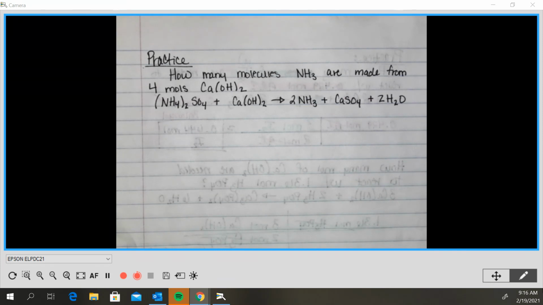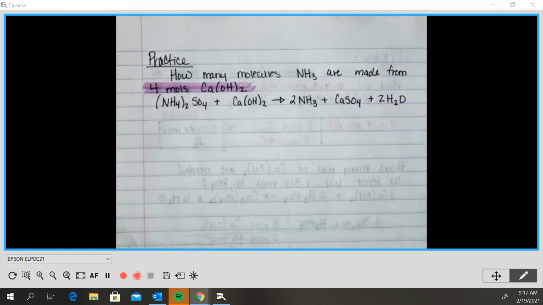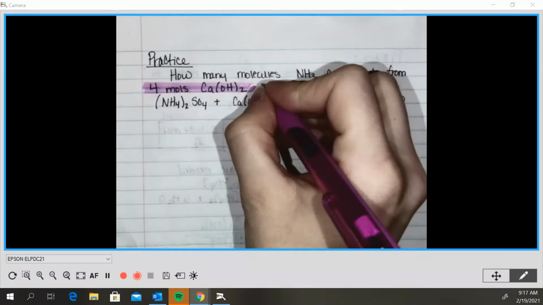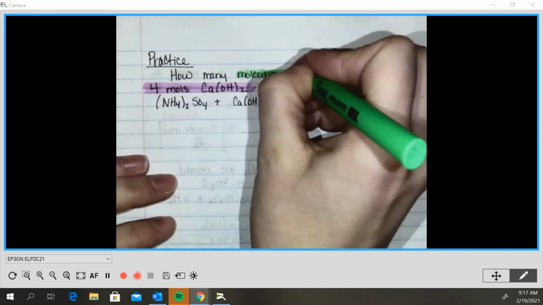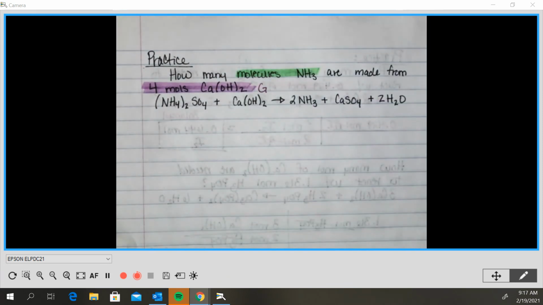1. What is my given in this problem? What is my given? Lawson. 4 moles of CaOH2. Perfect. 4 moles of CaOH2 is my given. For another Deke dollar, what do I want? Jenna. Molecules of NH3. Yes, molecules of NH3. Very good.